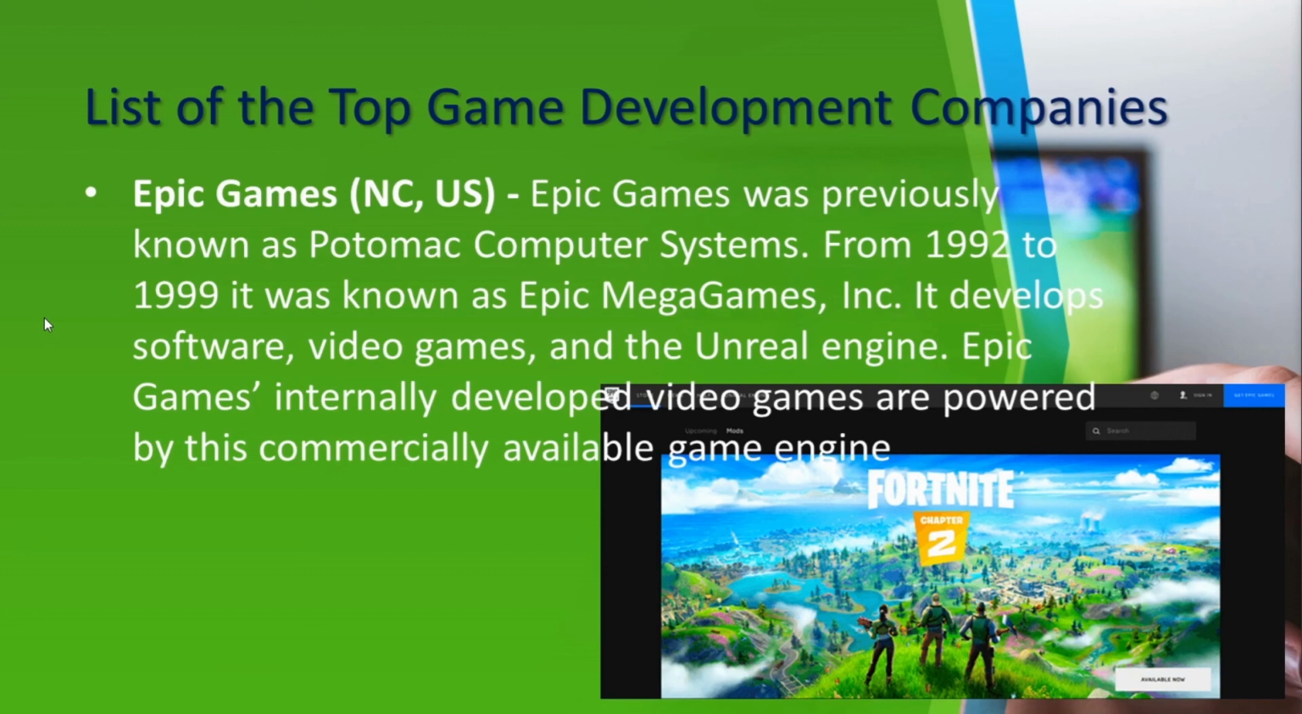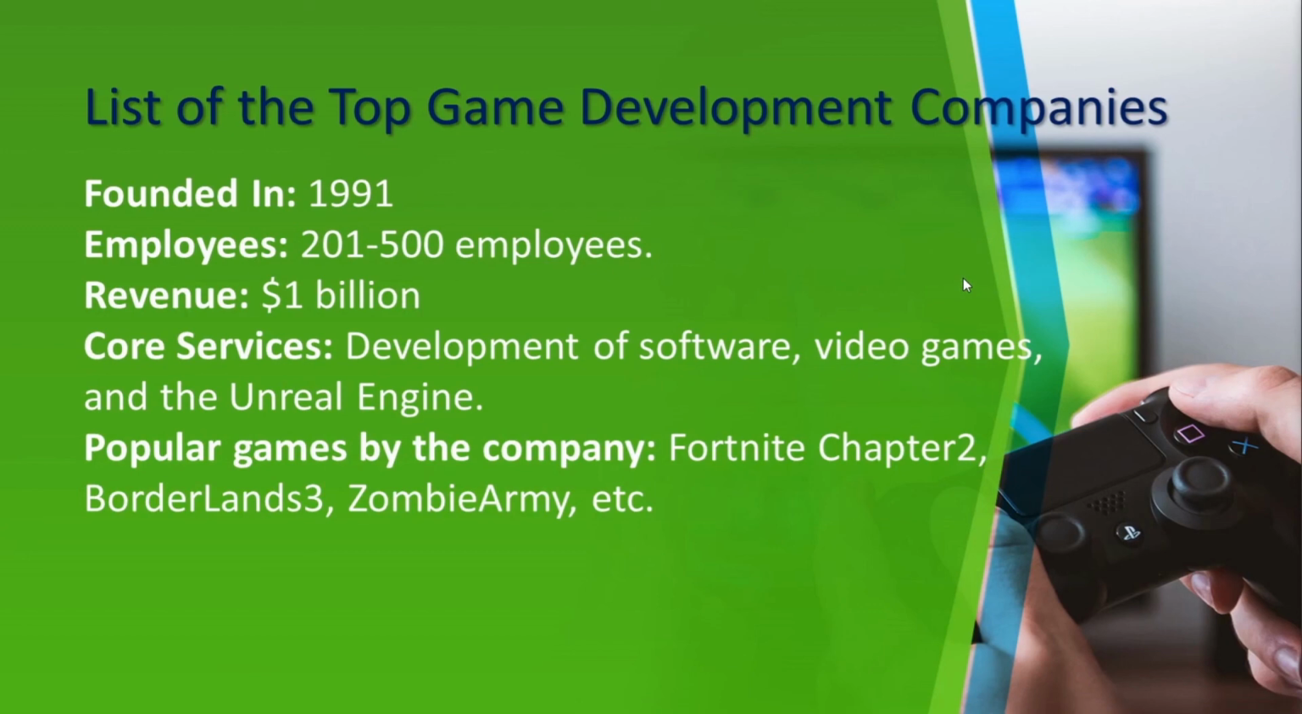So Epic Games was previously known as Potomac Computer System. From 1992 to 1999, it was known as Epic Mega Games Incorporation. It developed software, video games, and the Unreal Engine. So Epic's internally developed video games are powered by the commercially available game engine. So it was founded in 1991, with employees around 200 to 500. Its revenue will be $1 billion. Its core services will be development of software, video games, and the Unreal Engine. So popular games by the company will be Fortnite Chapter 2, Borderlands 3, Zombie Army, etc.